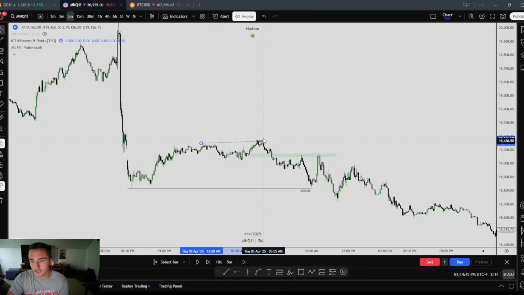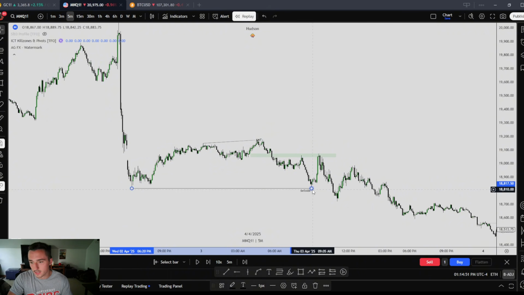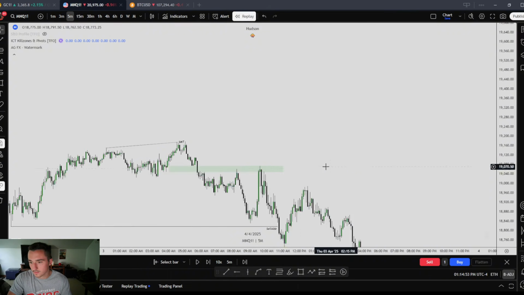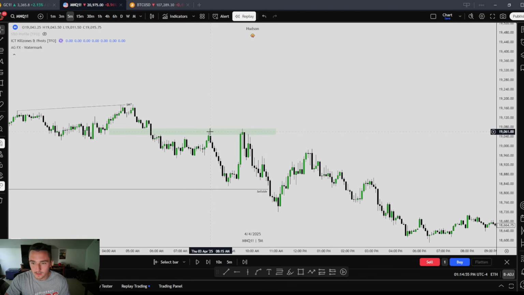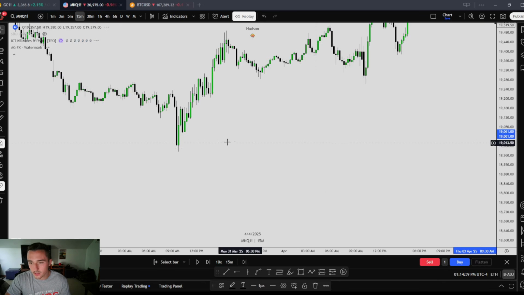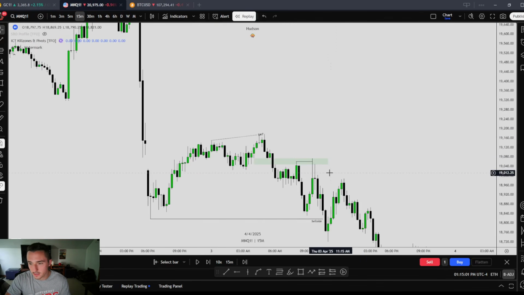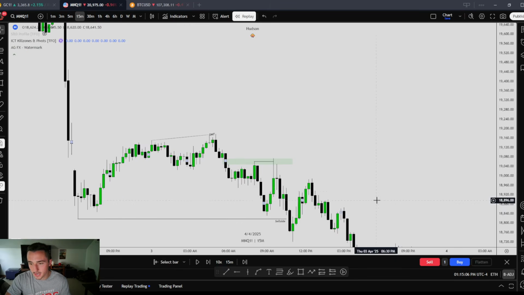Right here is the SMT. Boom. Right here is the draw on liquidity, right? Right here is that 1 hour fair value gap, and we also sweep this high. Now, can we find an entry? Oh, right there, boom. 15-minute fair value gap, 15-minute high.